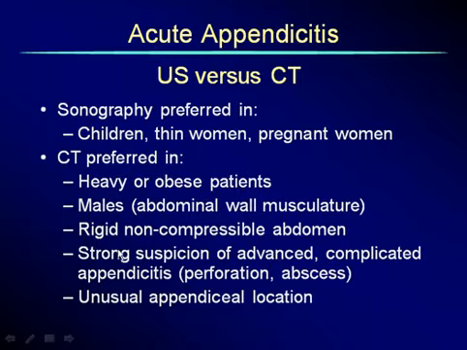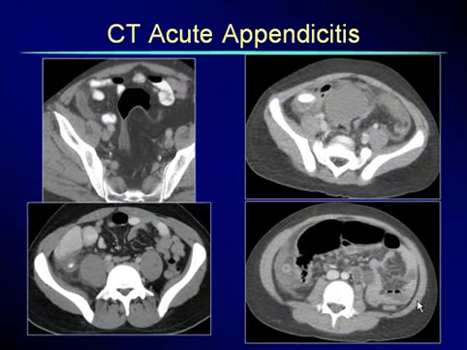CT is better when the abdomen is rigid and non-compressible. We can't do our graded compressions with the ultrasound, so CT is better there. If we think the process has gone on to more advanced, complicated appendicitis where there's been a perforation or an abscess, we go on to CT. Or if the appendix is suspected or known to be in an unusual location.